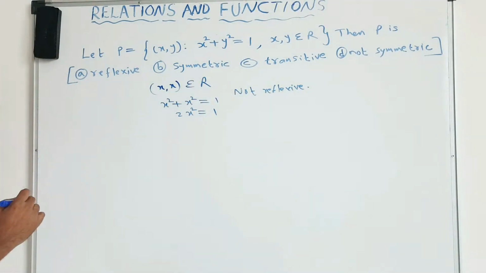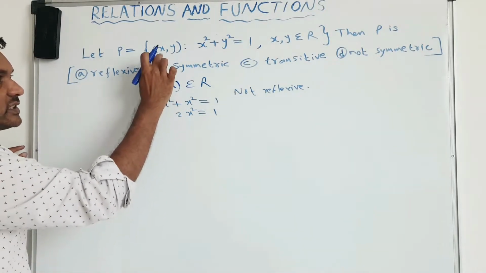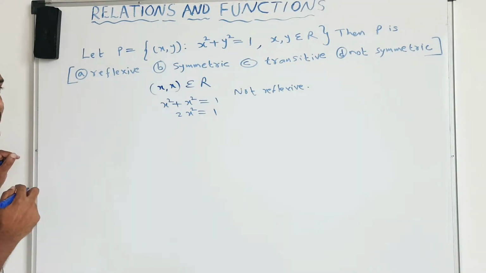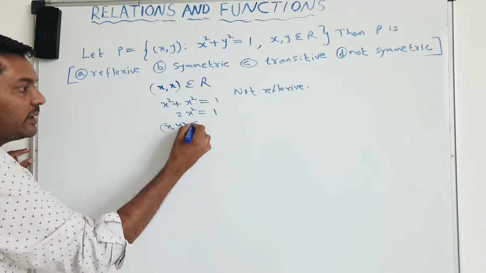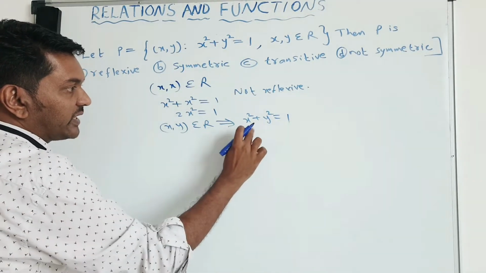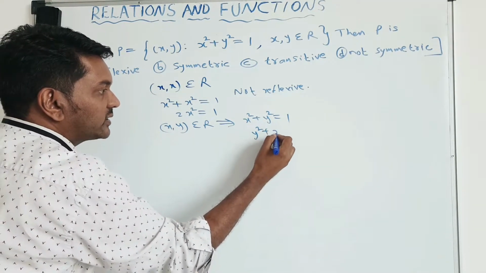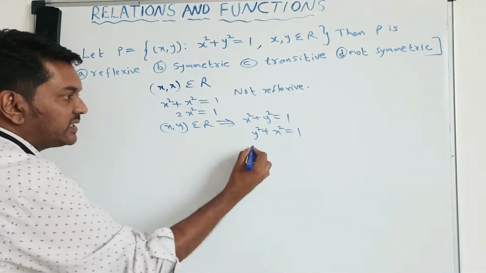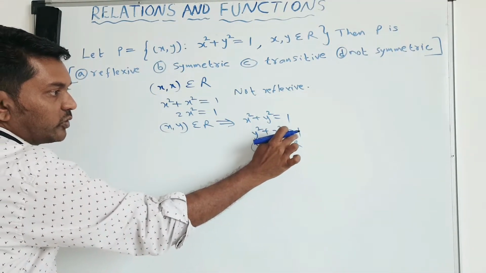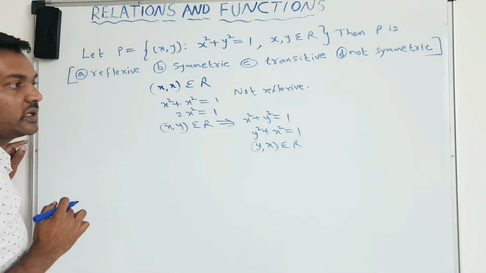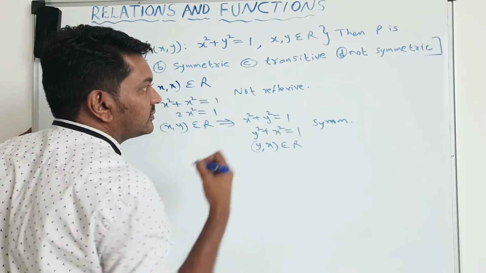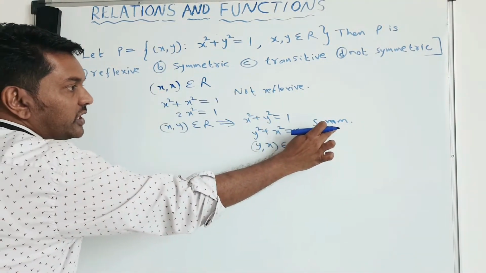Now I am checking whether it is symmetric or not. For checking symmetric, x comma y is an element of R. You need to see whether y comma x is an element of R. X comma y is an element of R means, as given in the question, x square plus y square equal to 1. If x square plus y square is 1, I can write y square plus x square also as 1. That means y comma x is an element of R. See, y square plus x square equal to 1. I can write it as y comma x belongs to R. So you can see that this is a symmetric relation. It is not reflexive, but we got it as a symmetric relation.